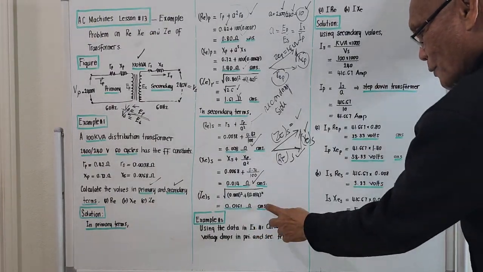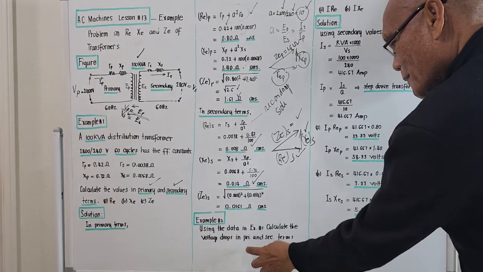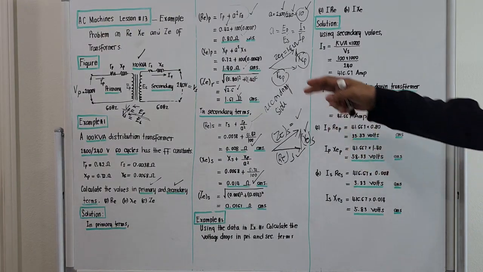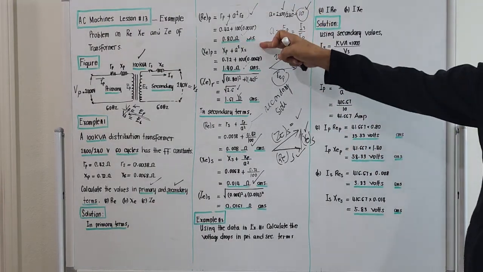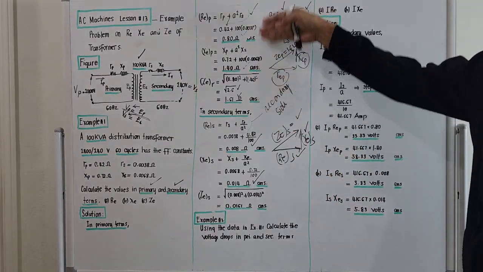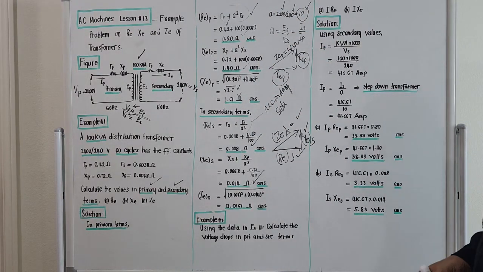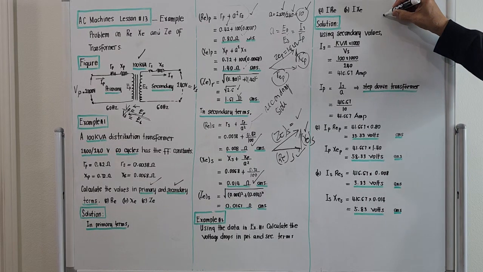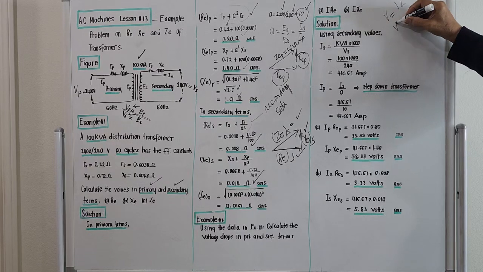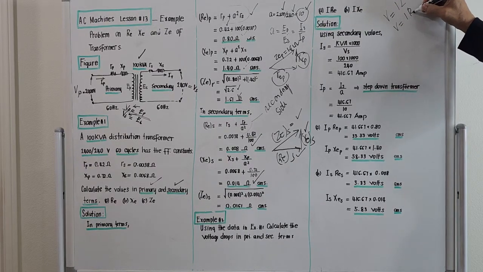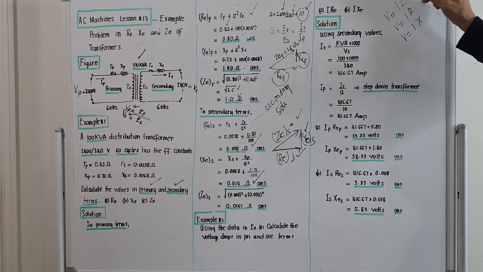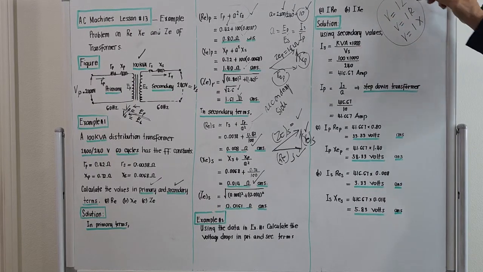Using the data in example number 1, calculate the voltage drops in the primary and secondary terms. Oh, that's an easy one. We now know the equivalent resistance, reactance, and impedance. The problem is just asking for the voltage drops due to these. What is needed? It will be the current, right? Because voltage will be equal to the product of I times Z, or voltage will be equal to the product of I times R, or voltage will be equal to the product of I times X. Okay, so these are the ones being asked, right?